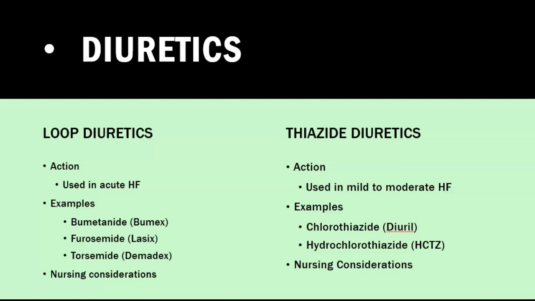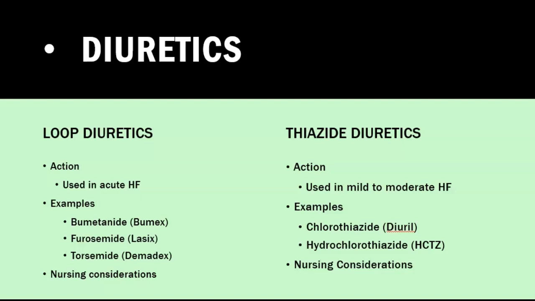Your loop diuretics are going to be used in acute heart failure because, remember, these have the greatest diuretic effect. Your examples are bumetanide, furosemide, torsemide. We talked about those. And again, you want to make sure that you administer these in the morning to prevent nocturia. Monitor for electrolyte depletion, especially potassium. And for your furosemide, you want to make sure and check that they don't have a sulfa allergy.